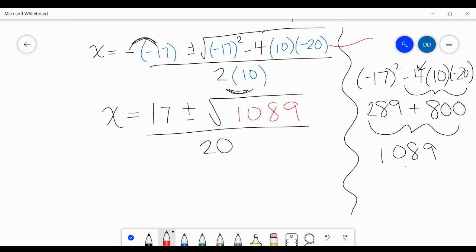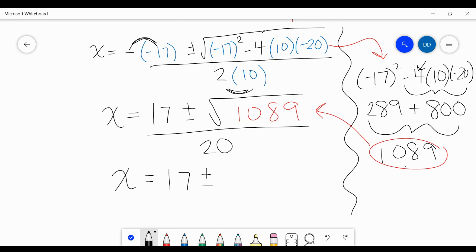So I would suggest taking this, doing it separately, then putting your final answer back into the square root symbol. Now, these are all going to be rational solutions. So that means that 1089 is a perfect square. So you can do the square root of 1089 and see what you get. So for now, I'm going to just do 17 plus or minus. Now the square root of 1089 is 33. So not the square root of 33, just the number 33. That's all going to go over 20.